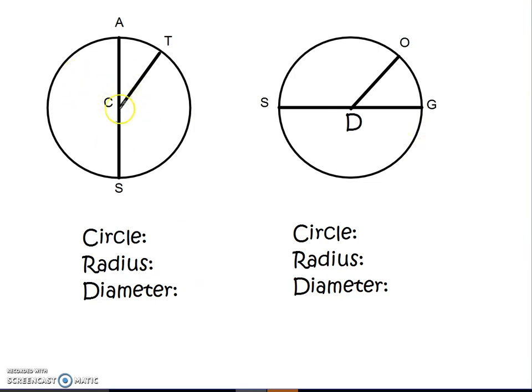The name of the circle is the center of the circle, so this is called circle C. The radius goes from the center to the outside edge, so this is CT. We could have CA and CS. Remember, this could have easily been called TC, AC, and SC. The diameter goes from one edge to the other, so this is SA, but we could have called it AS. Okay, you're going to do this one by yourself.